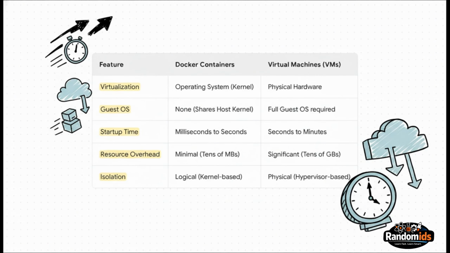And that architectural difference has massive real-world consequences. Because containers just share the host kernel instead of needing a whole new operating system, they are unbelievably lightweight and fast. We're talking startup times measured in seconds or even milliseconds compared to minutes for a typical VM. And the size, a container can be just tens of megabytes, while a VM is often tens of gigabytes. That efficiency is what lets you run way more applications on the same hardware. It's a total game changer.